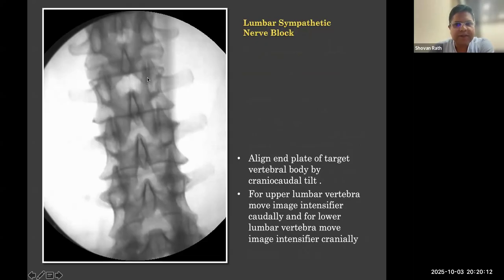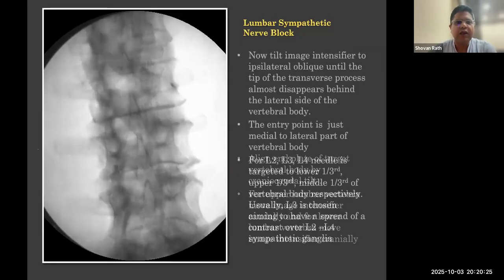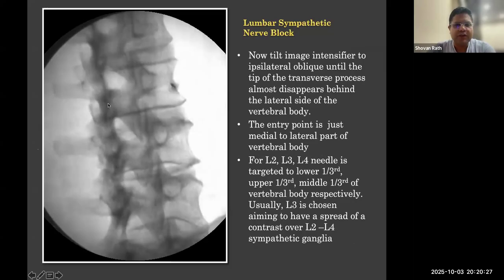After doing this, as I said, we will do the procedure under oblique view. So make it an ipsilateral oblique, to the same side where you are standing. This is how the oblique view looks. Now just try to imagine the Scotty dog. This is the Scotty dog. This is the snout. These are the ears. This is the body. This is the hind limb.